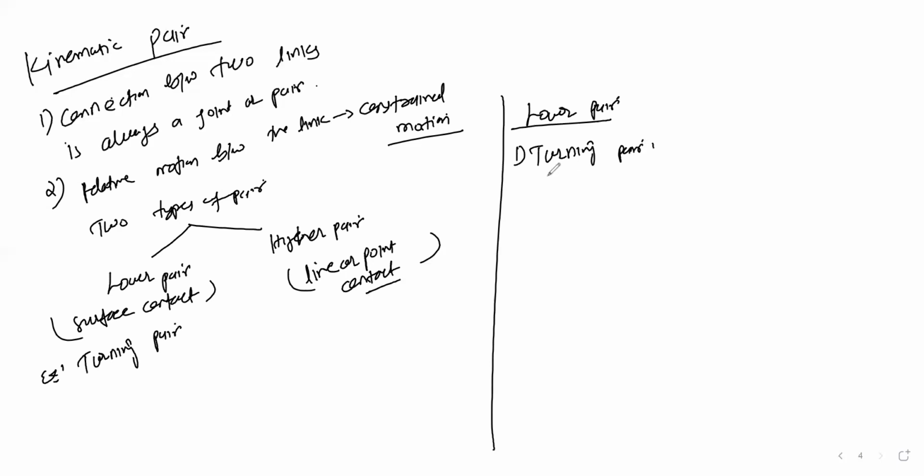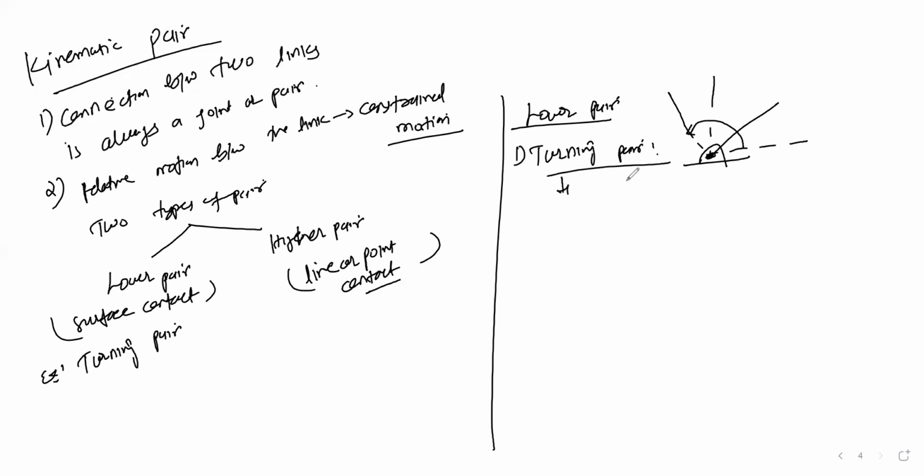Any link can turn about some point. Say this is the fixed one and I attach one link to it. This link can move in this direction, or this direction, or this direction. It can rotate or turn. So it is making a surface contact. It is an example of a turning pair.